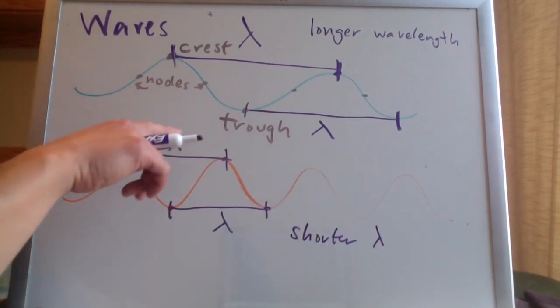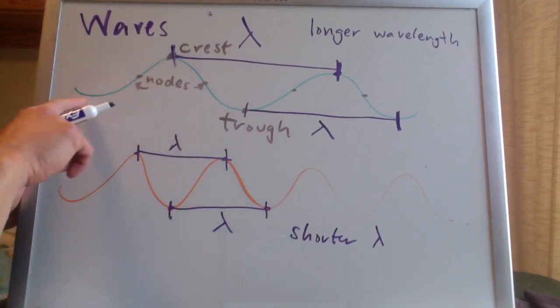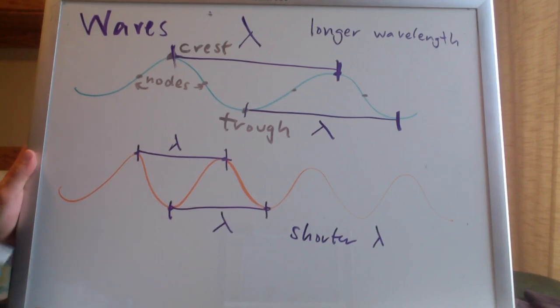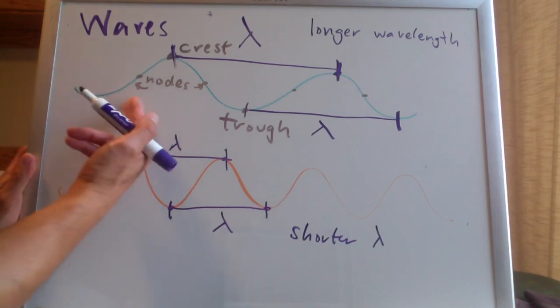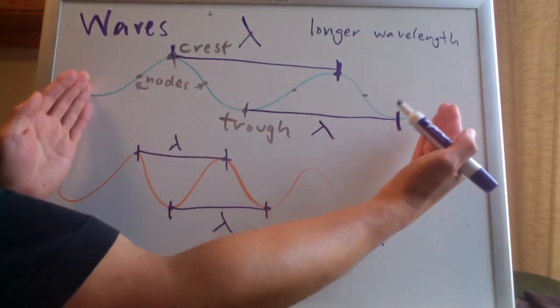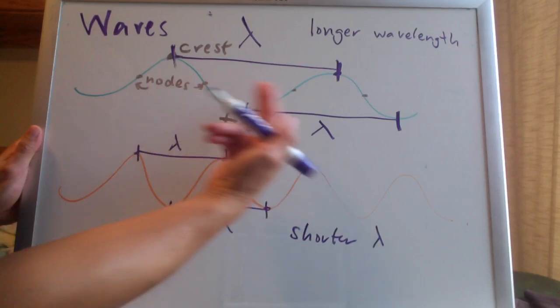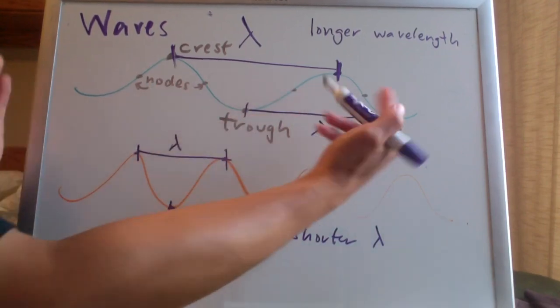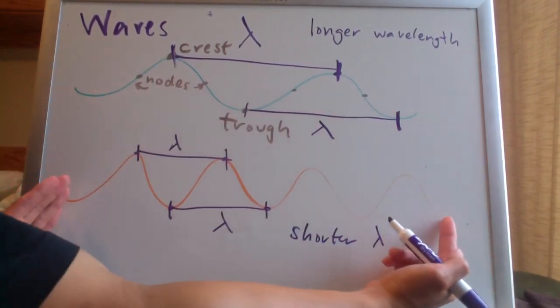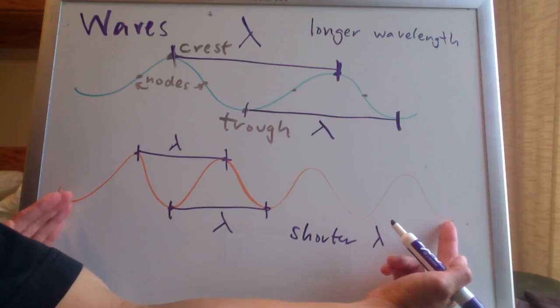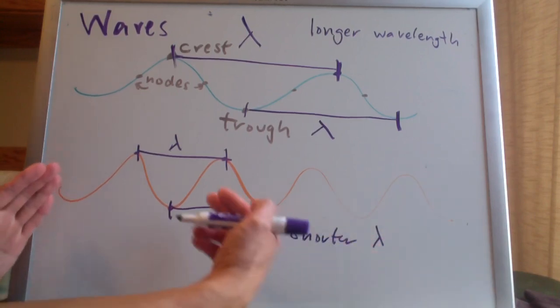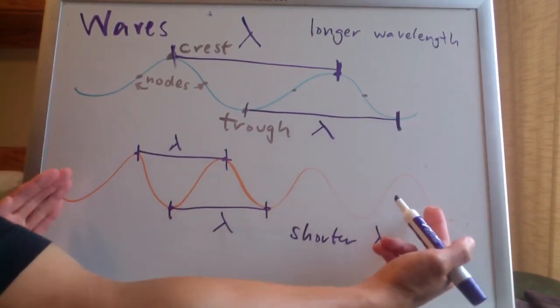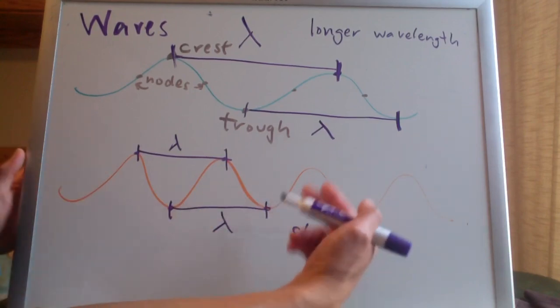Now let's take a look at the frequency. The frequency is defined as the number of waves that pass through a certain point in a certain amount of time. So it's per time. If this was a snapshot of time, we would have two waves passing through this snapshot of time. Now, the waves that I drew on the bottom have a shorter wavelength. In the same amount of time, 4 waves pass through.